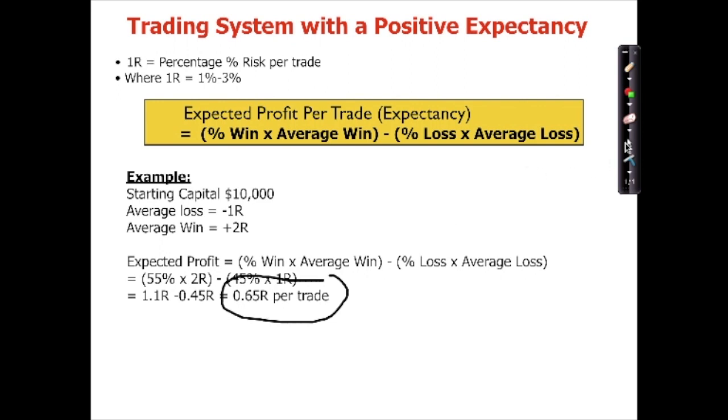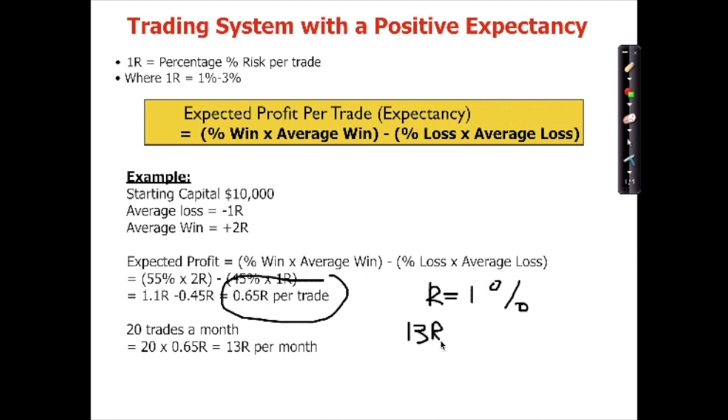So what does this mean? This means that if you do an average of 20 trades a month, which is pretty common, 20 multiplied by 0.65 gives you 13R a month. So on average, for every 20 trades you make, you should make 13R in profit. So again, what does 13R mean? R is your risk per trade. So if you are risking 1% per trade and you get a 13R result for the month, that's a 13% return on your capital.